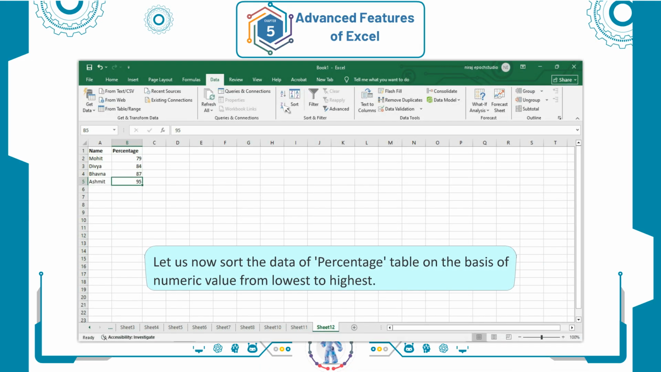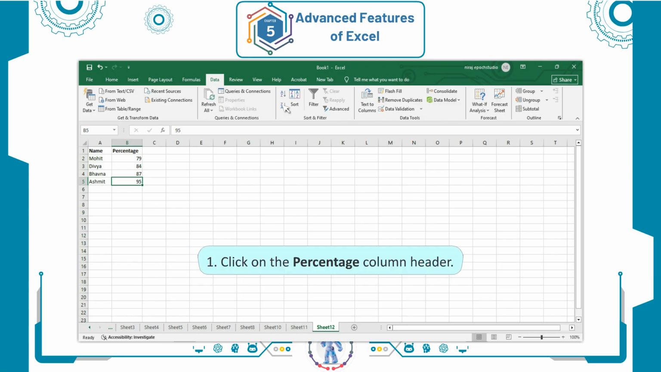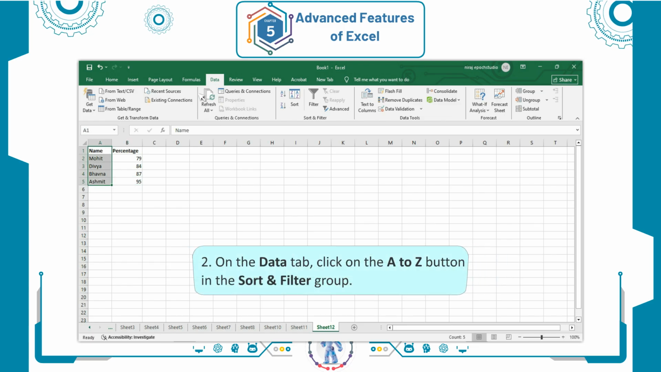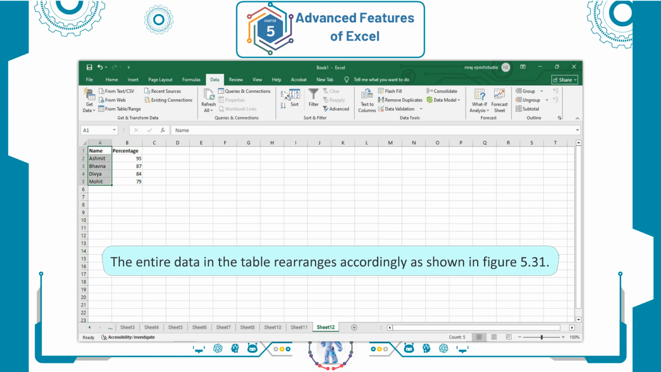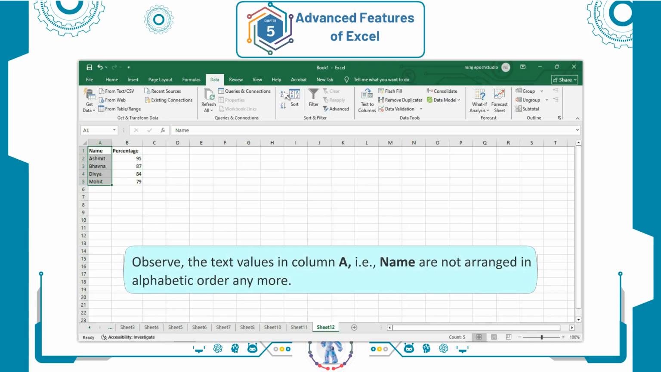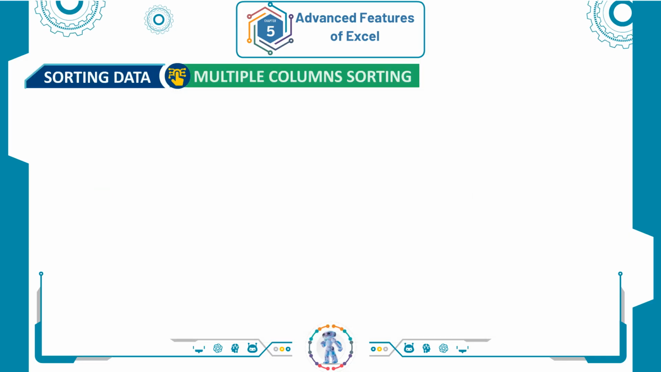To sort numeric value data. Let us now sort the data of the percentage table on the basis of numeric value from lowest to highest. 1. Click on the percentage column header. 2. On the Data tab, click on the A to Z button in the Sort and Filter group. The entire data in the table rearranges accordingly as shown in Figure 5.31. Observe, the text values in column A, that is name, are not arranged in alphabetic order anymore.